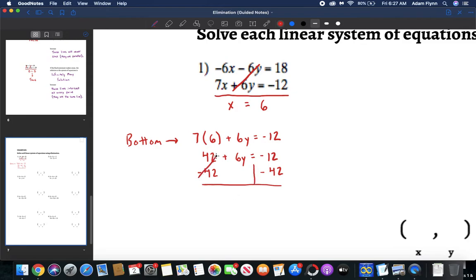When I do this, 42 minus 42 cancels. So I get 6y equals negative 12 minus 42. So negative 12 minus 42 is going to be a negative 54. I can divide by 6 on both sides to get the y by itself. 6's will eliminate on the left side. So I end up with y equals negative 54 divided by 6, which is going to be negative 9. So the solution to this system of equations is going to be the point 6, negative 9.